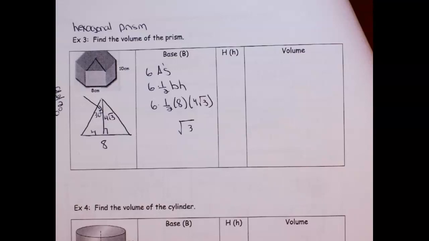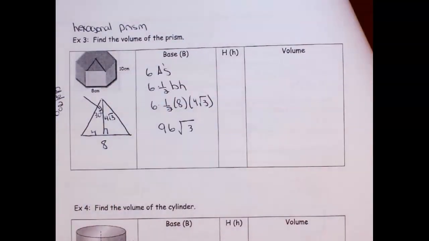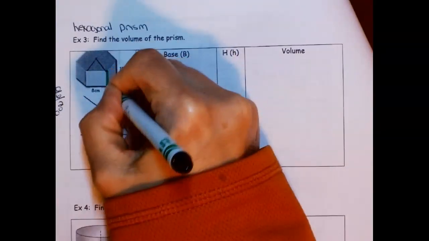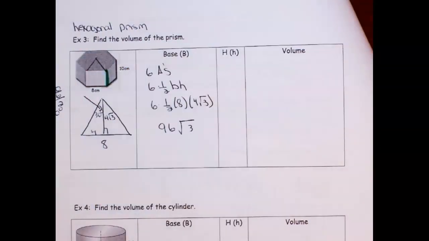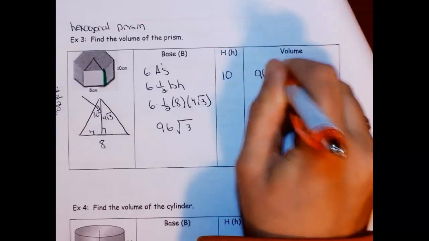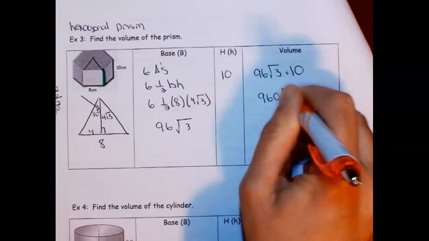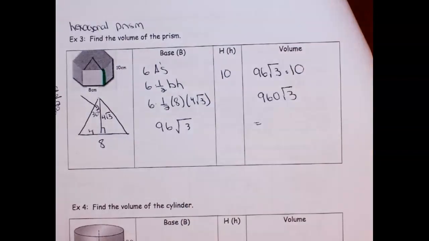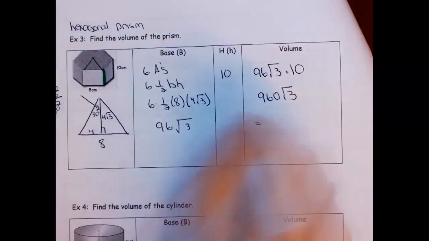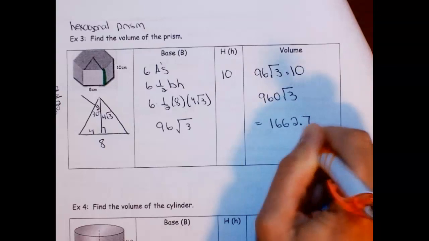We've got 6 triangles, so 6 times 1/2 times the base times the height. I get 96 radical 3. Now let's go back and look at the prism. How tall is that prism? That would be this height right here, which is 10. So finally finishing it, we have 96 radical 3 times the height of 10. We get 960 radical 3, or again, if they wanted it as a decimal, we can go ahead and do that. And I've got 1,662.7 centimeters cubed.